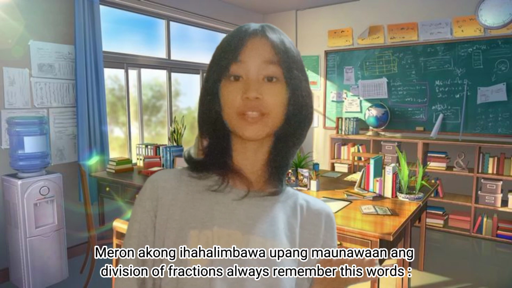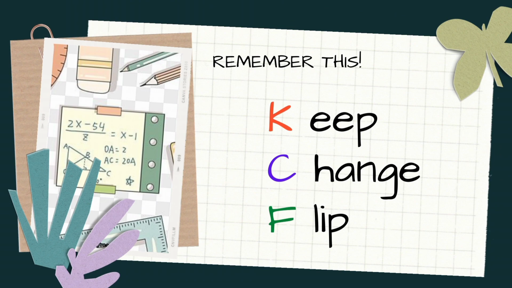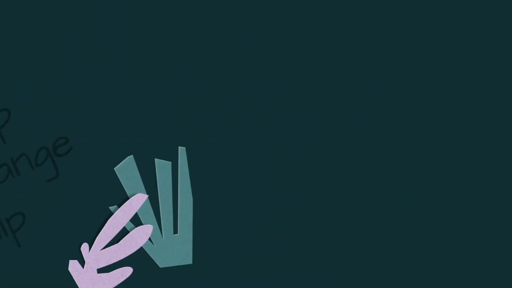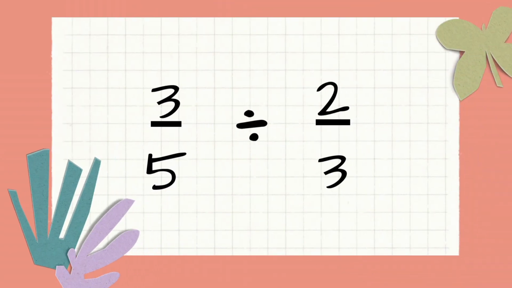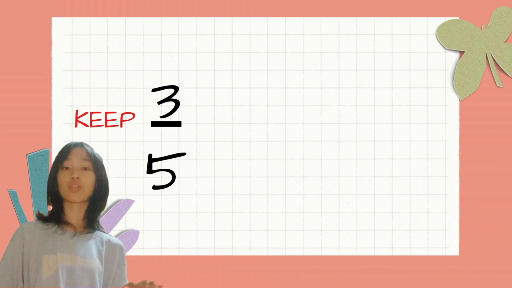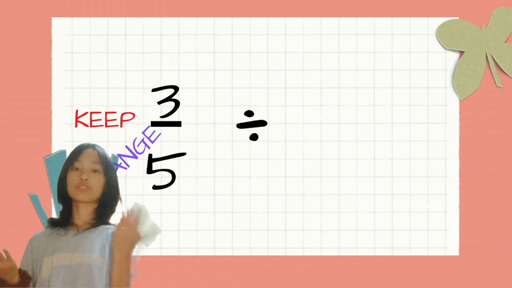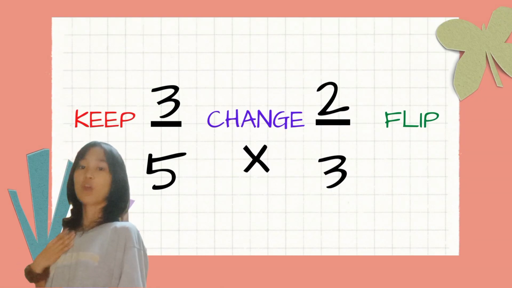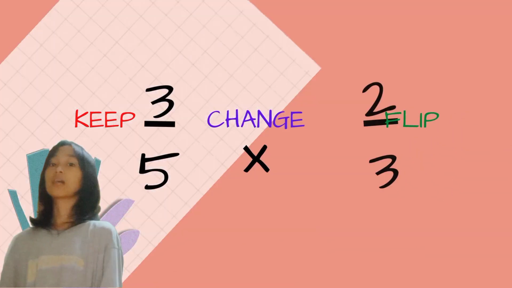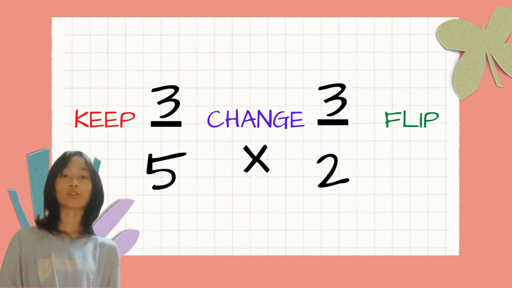Always remember this word. Keep, change, and flip. Number 1, we have 3 over 5 divided by 2 over 3. The keep is, we need to copy this first fraction, 3 over 5, and we need to change this operation to a division symbol. We need to flip the second fraction like this, 3 over 2. The meaning is we need to find the reciprocal of this fraction.